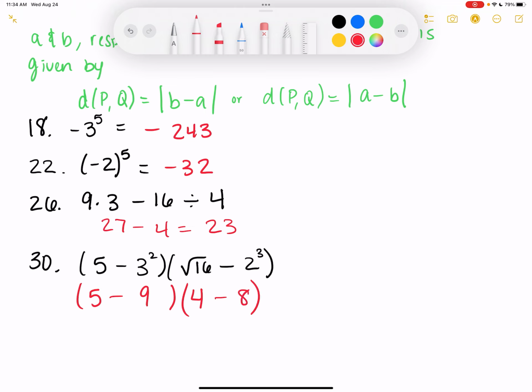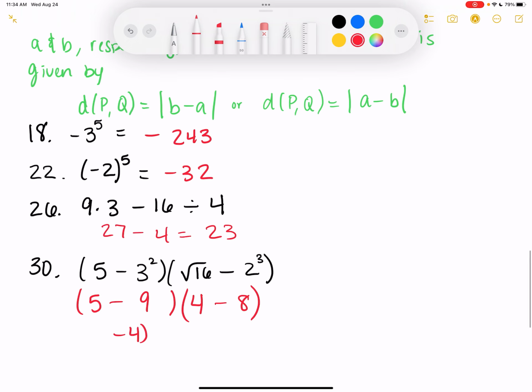Oh, dang it. I thought the square was on the outside. That sucks. Negative 4 times negative 4, which is 16. Yep. Go me. Mental math. My dad would be so proud.